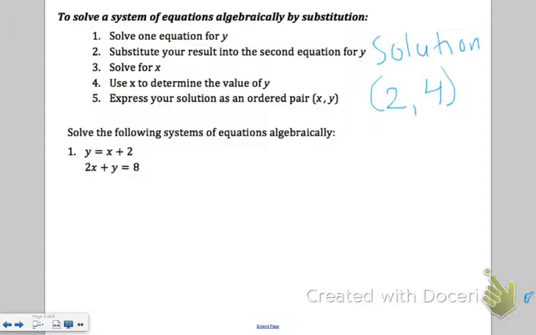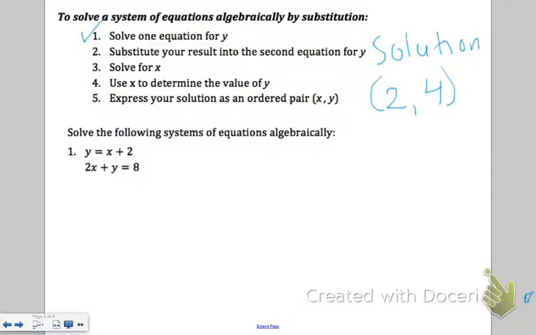So to solve a system of equations using substitution, we're going to solve one of the equations for y. So that's the first step that you're checking for. So let's go through each step as we go through the example. So in number 1, as you can see, the first equation, y equals x plus 2, is solved for y. We have the y by itself on the left-hand side of the equation. So we actually have step 1 done.